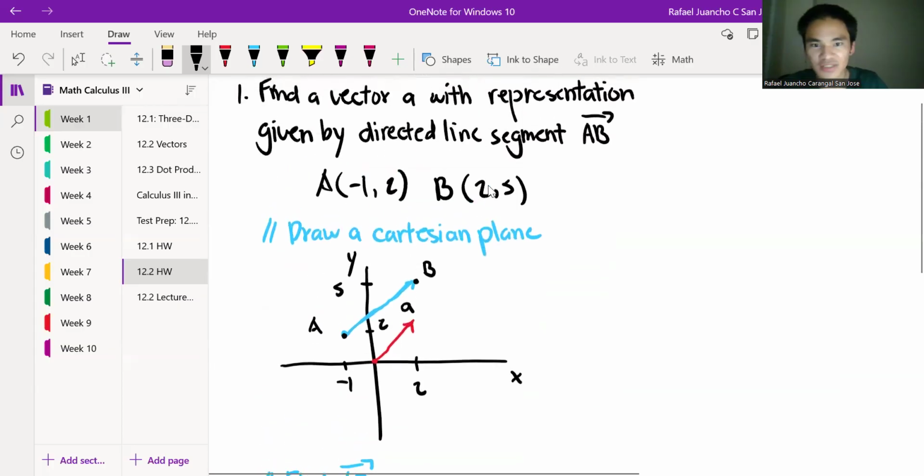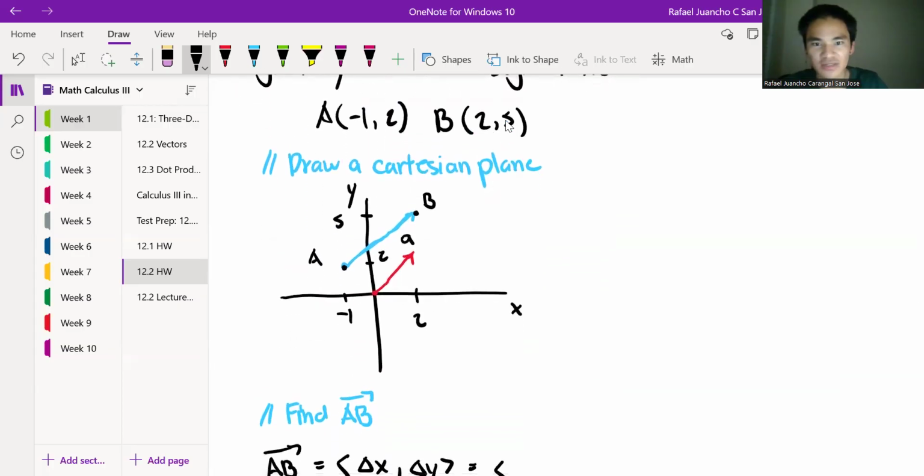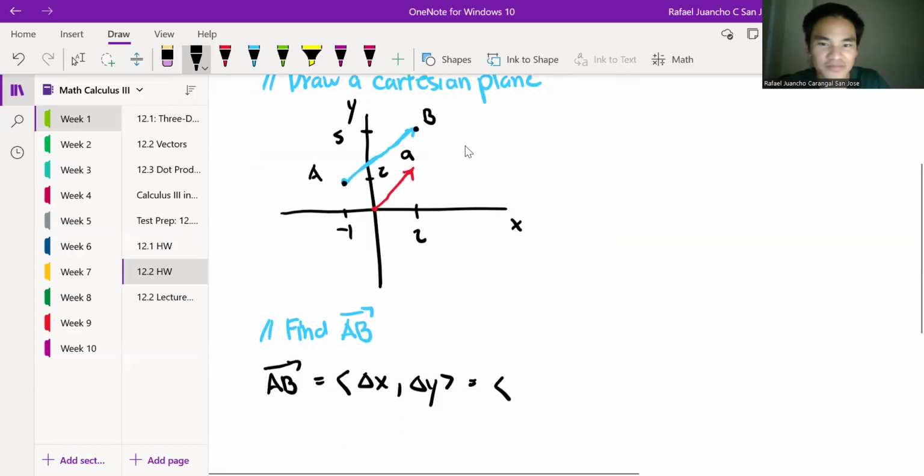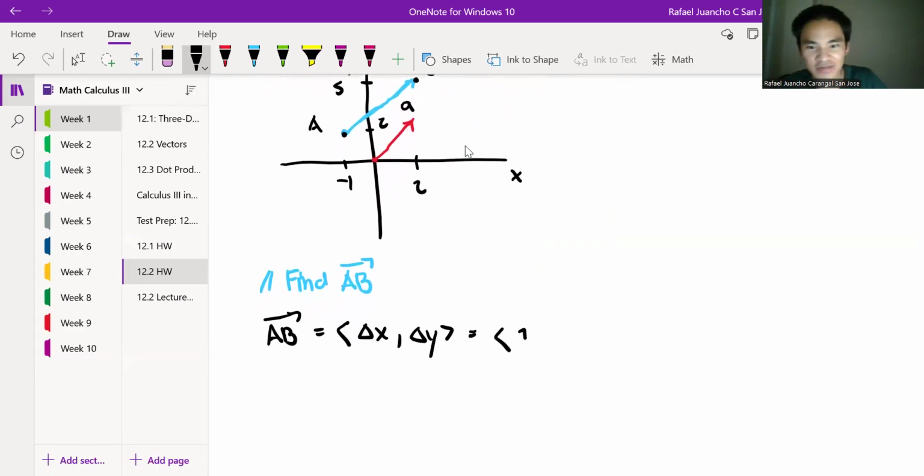So how this is gonna work is I'm gonna do the bigger number first, and then the smaller number. Yeah, I can't do it the other way around. Yeah, okay, I got it. So it's gonna be 2 minus negative 1, and then 5 minus 2. So it's going to be 3. So those are the components of this vector.